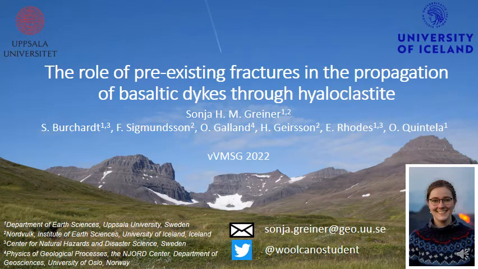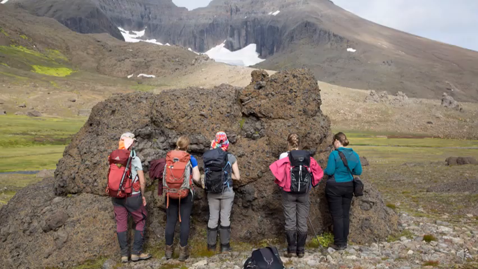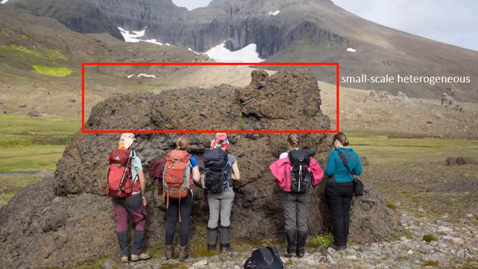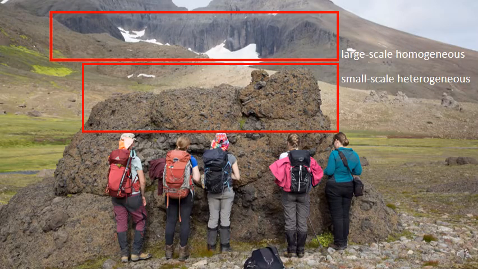Hello, my name is Sonja and I'm a first-year PhD student studying the role of pre-existing fractures for basaltic dikes propagating through hyaloclastite. Hyaloclastite is a small-scale heterogeneous but large-scale homogeneous material. It can form when magma interacts with water or ice and is found in many places across Iceland.